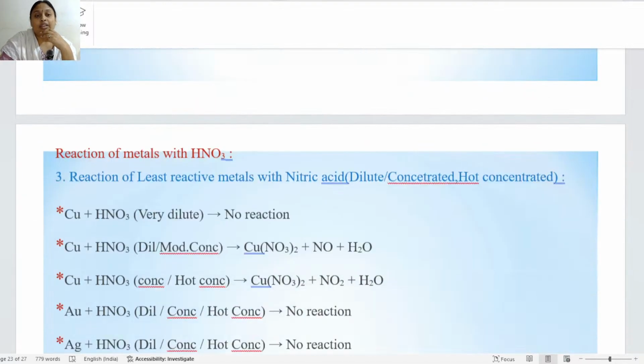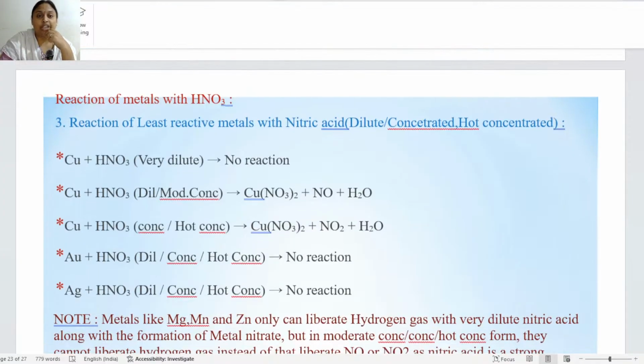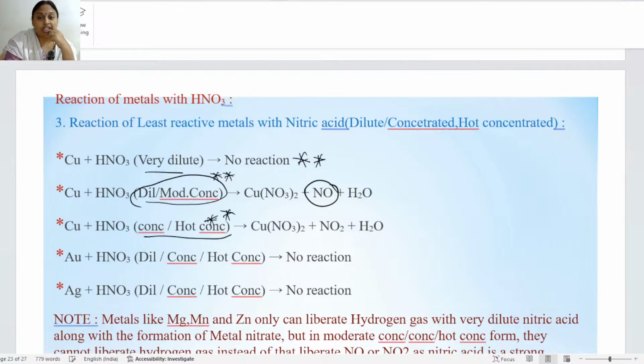Next, if we go for the least reactive metals, in the very dilute condition there is no reaction, but in dilute and moderately concentrated conditions, wherever I am circling, please try to see carefully, here we are getting nitrous oxide. In hot concentrated condition, we are getting nitrogen dioxide. And in the dilute condition, whatever it may be, silver and gold are going to give no reaction.